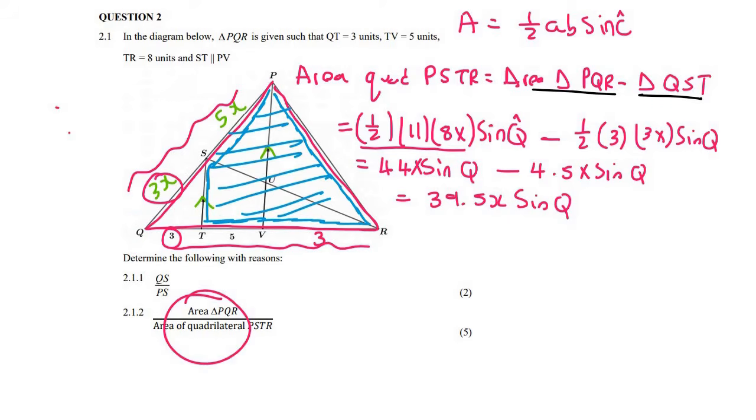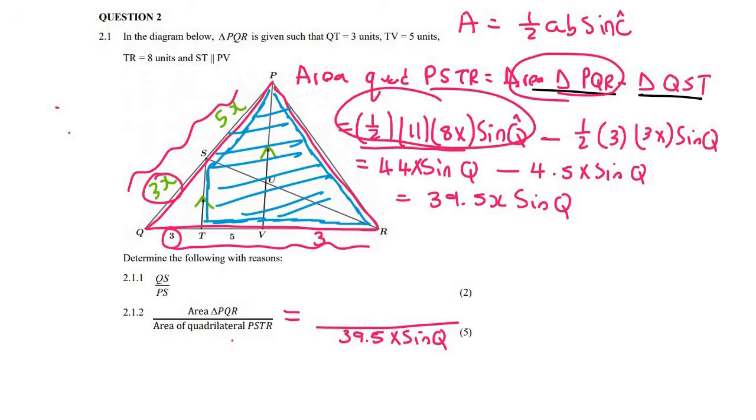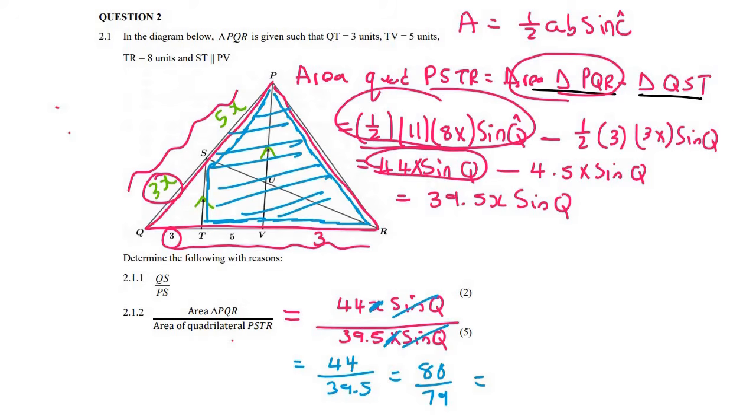So now we can go fill this in over here, as we know that the area of the quadrilateral is 39.5x sin Q, and then the area of the triangle PQR, we already looked at that over here, so that's this one, 44x sin Q. And then all of a sudden the sin Q's cancel, the x's even cancel, and so we're left with 44 divided by 39.5, and then on the calculator you're going to get 88 over 79, and to 2 decimal places that'll be 1.11. So that's quite a difficult one.